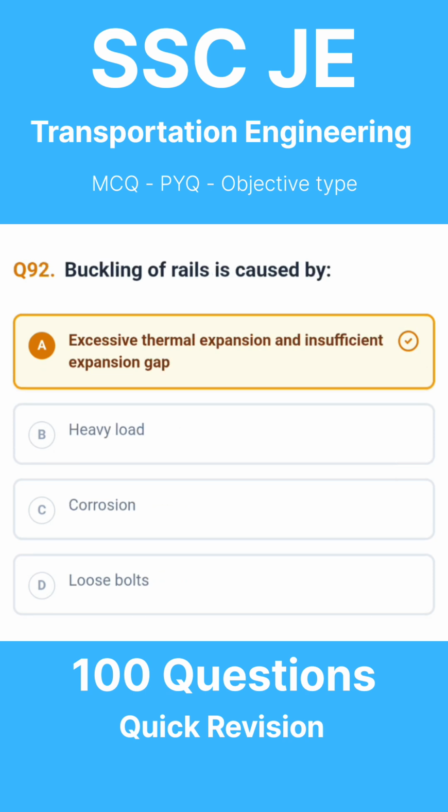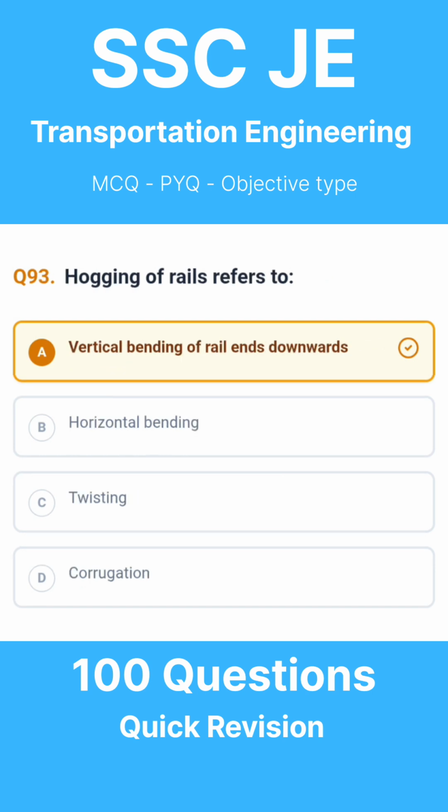Question 92. Buckling of rails is caused by. The correct answer is excessive thermal expansion and insufficient expansion gap. Question 93. Hogging of rails refers to. The correct answer is vertical bending of rail ends downwards.